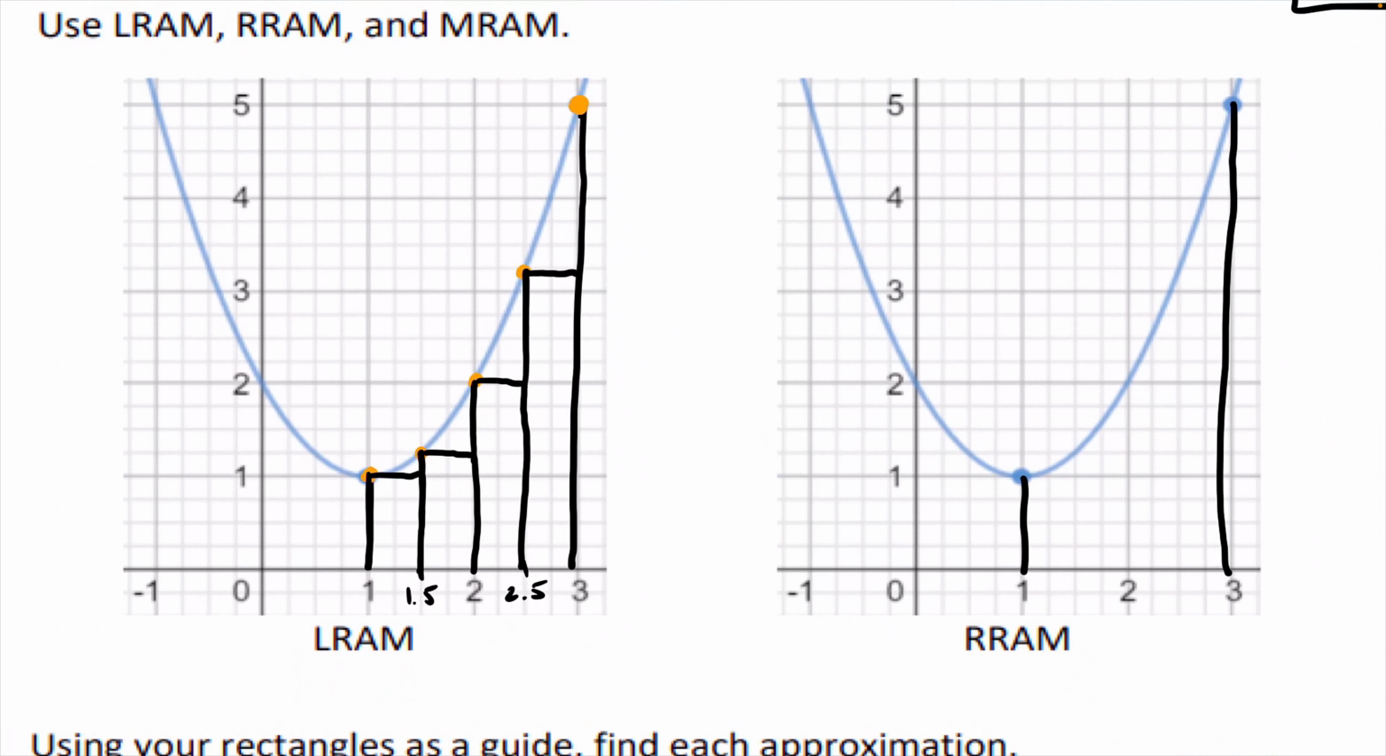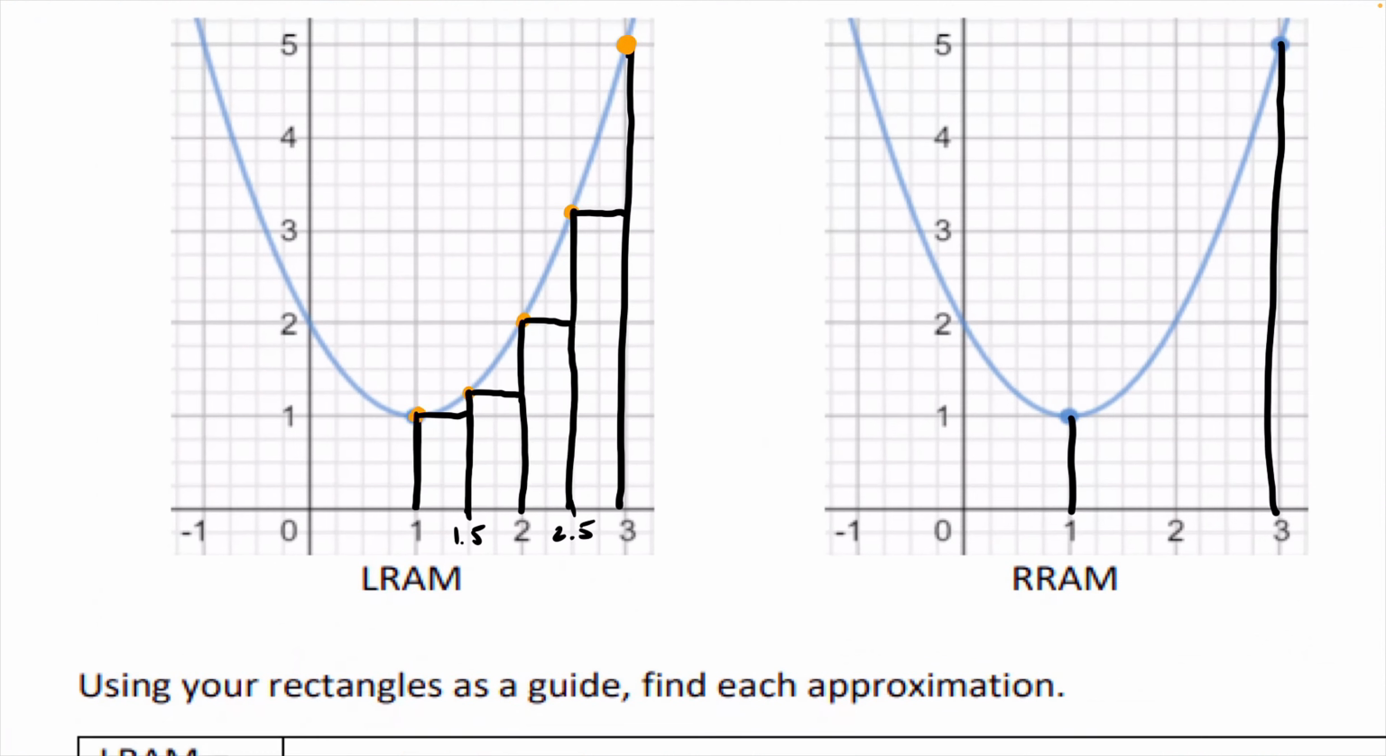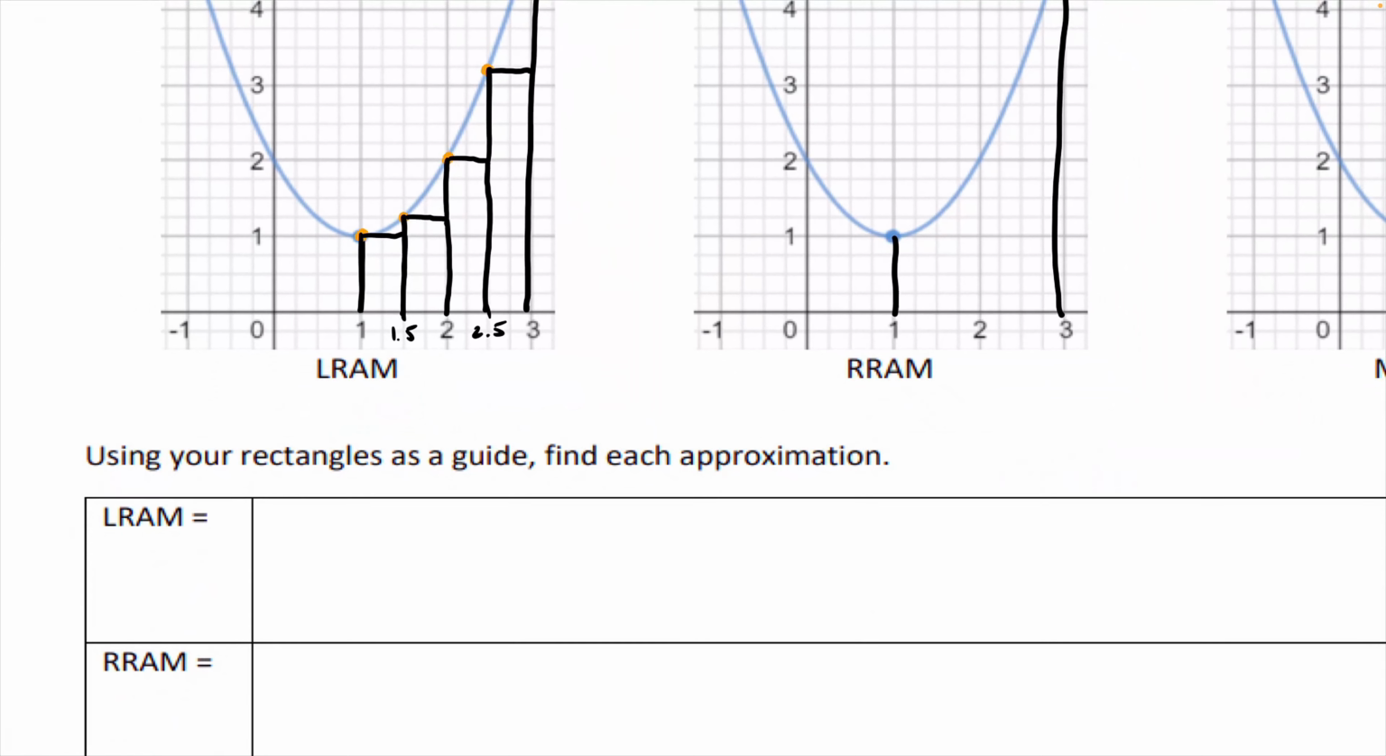So our next job is to figure out what the width of each of those is, right? We have 4 rectangles, right? So we're going to go in the LRAM box. The first rectangle, the very, very first rectangle. What are the dimensions of that rectangle? What by what? 1 by 0.5, right? Or 0.5 times 1, right? That's the first rectangle.